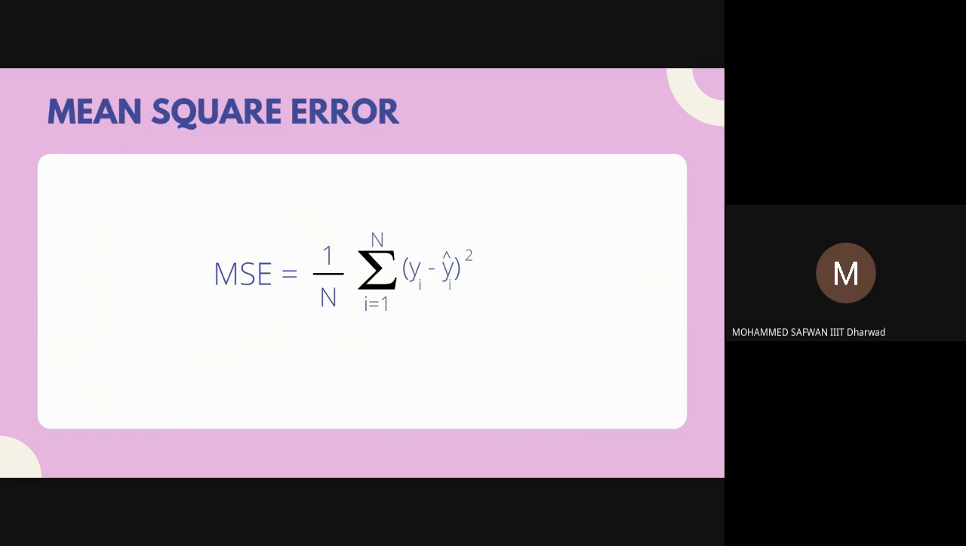Here I will be explaining some of the metrics which we have used to improve our ML model. The first one is mean square error. Mean square error measures the average of the squares of the error, that is the average squared difference between the estimated values and the actual values.